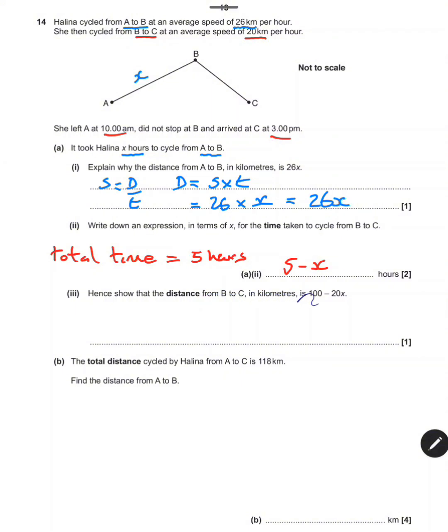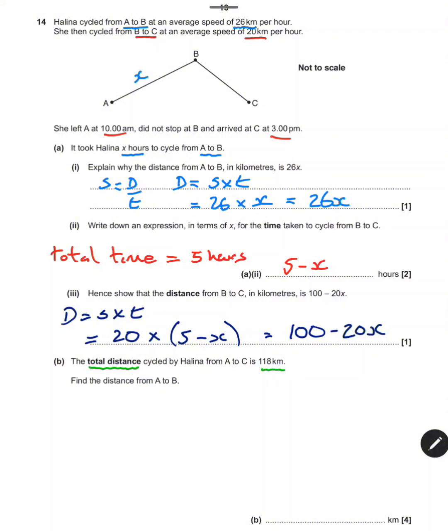We're then asked to show that the distance from B to C is 100 take 20x. I'm going to use this same idea from part 1 and say distance equals speed times time. We know the speed is 20 kilometres per hour. And we're going to multiply by time that we've just found. So 20 times 5 is 100. And 20 times minus x is minus 20x.